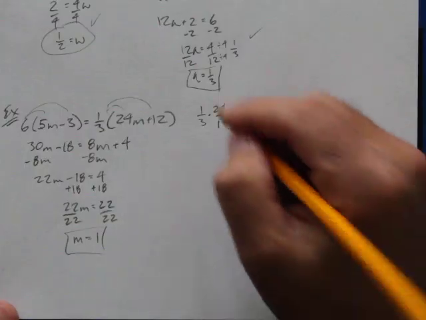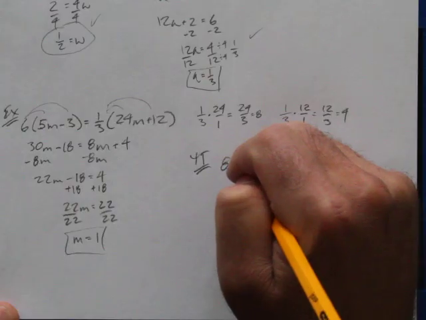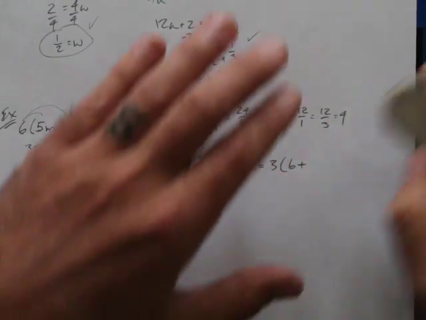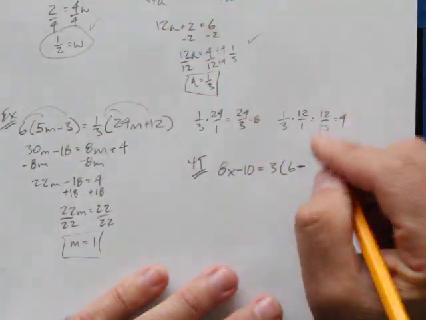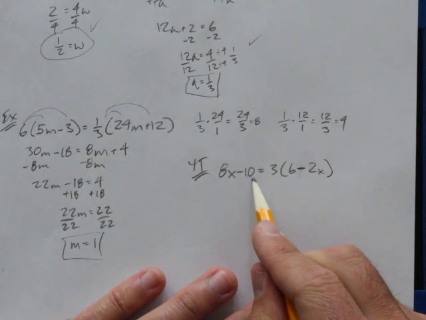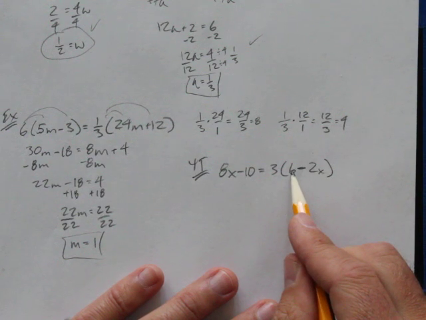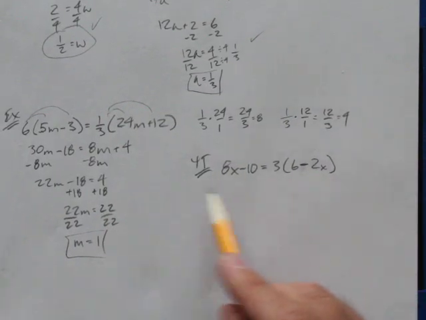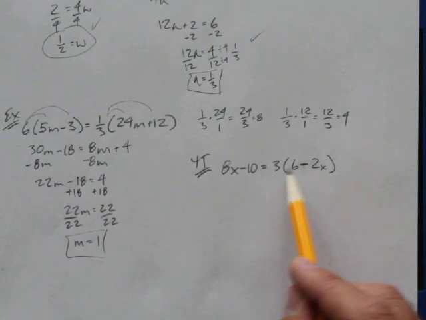Let's have you guys do one. Same kind of idea. You try. 8x minus 10 equals 3 times x minus, oops, not plus, 6 minus 2x. There's the problem. All right, 8x minus 10 equals 3 times 6 minus 2x. All right, go ahead and pause, get to work on this one, and we'll be right back. Remember to distribute.